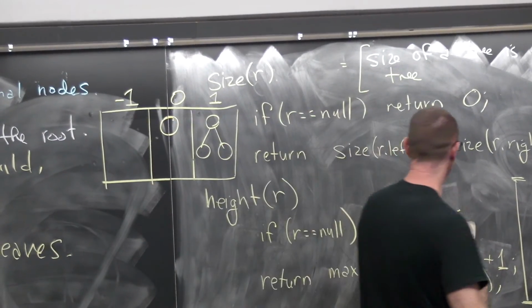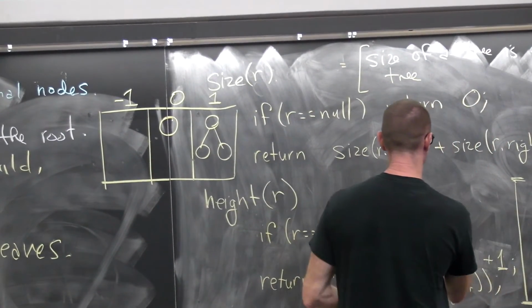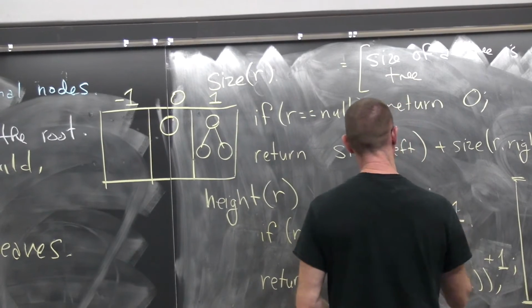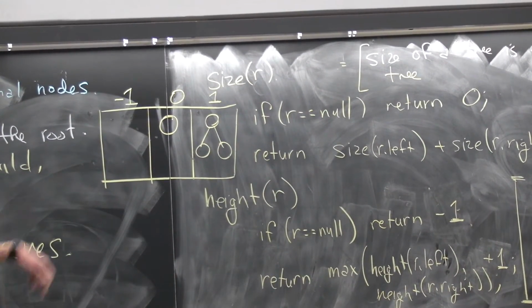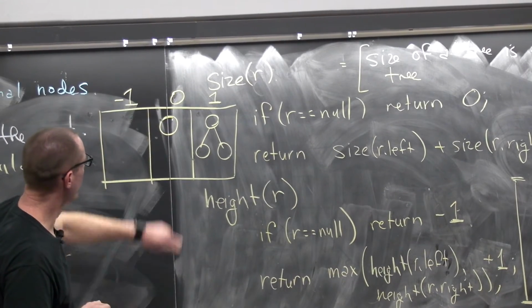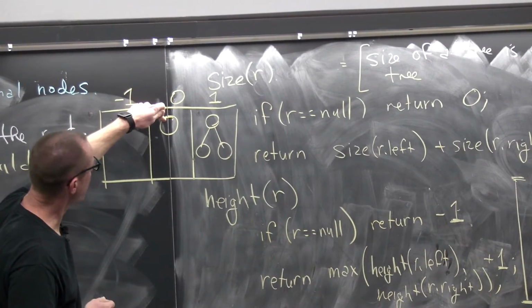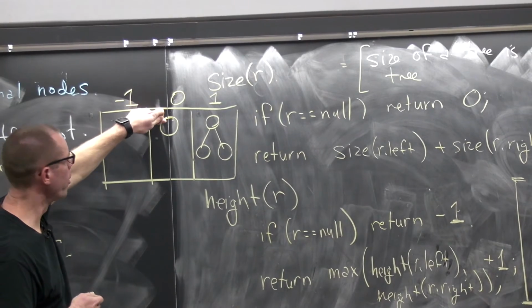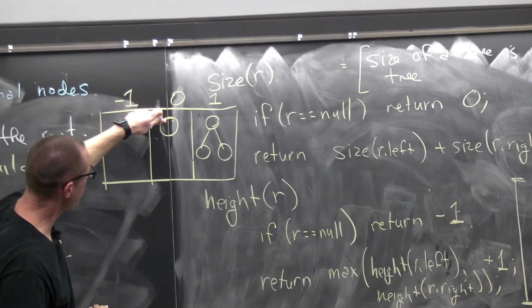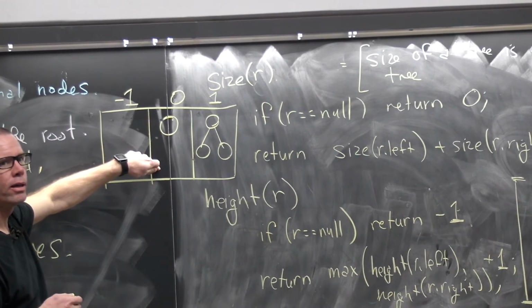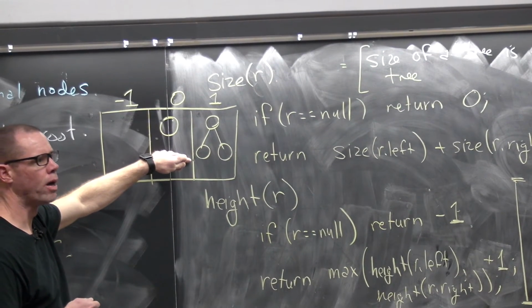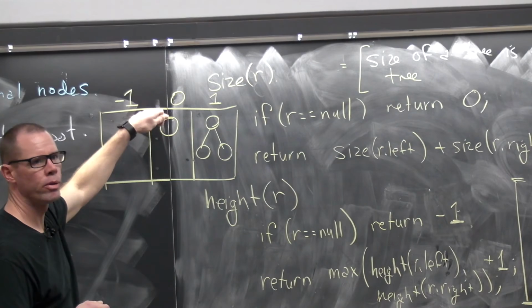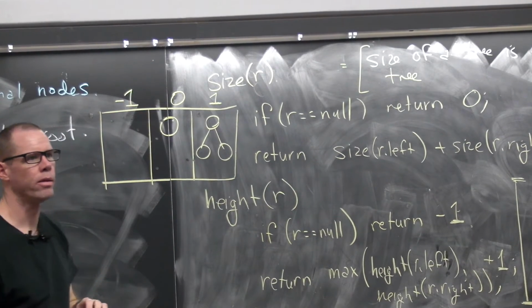So if we return -1 here, now let's check what happens if we run our code on this tree. So this is not equal to null. So we return the maximum of the height of the left subtree, which has height -1, and the right subtree, which has height -1. And then we add 1 to that and we return 0. So it does the right thing.